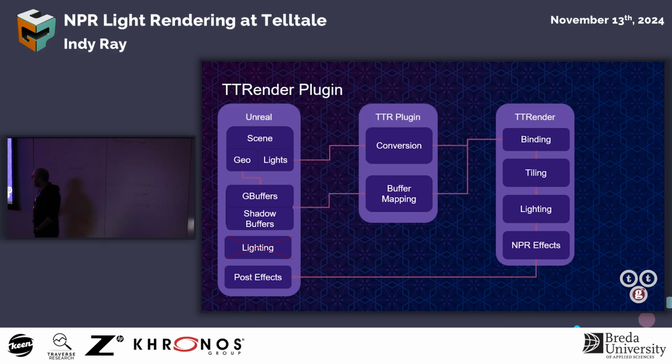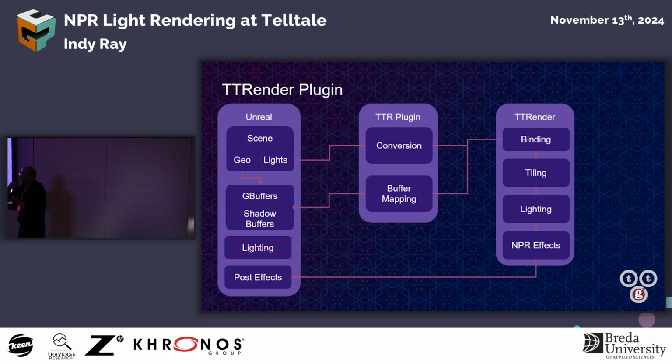We still have Unreal. Unreal still does its scene management. It handles materials and geometry, most of our resources, general scene data like lights. Once those are shaded, we have an Unreal plugin, our TTRender plugin, that takes over. It's in charge of hooking the frame and doing basic data type conversion between Unreal and our plugin's data types. It also handles mapping of buffers between Unreal Engine and its gbuffer and shadow buffer formats into the inputs of TTRender.